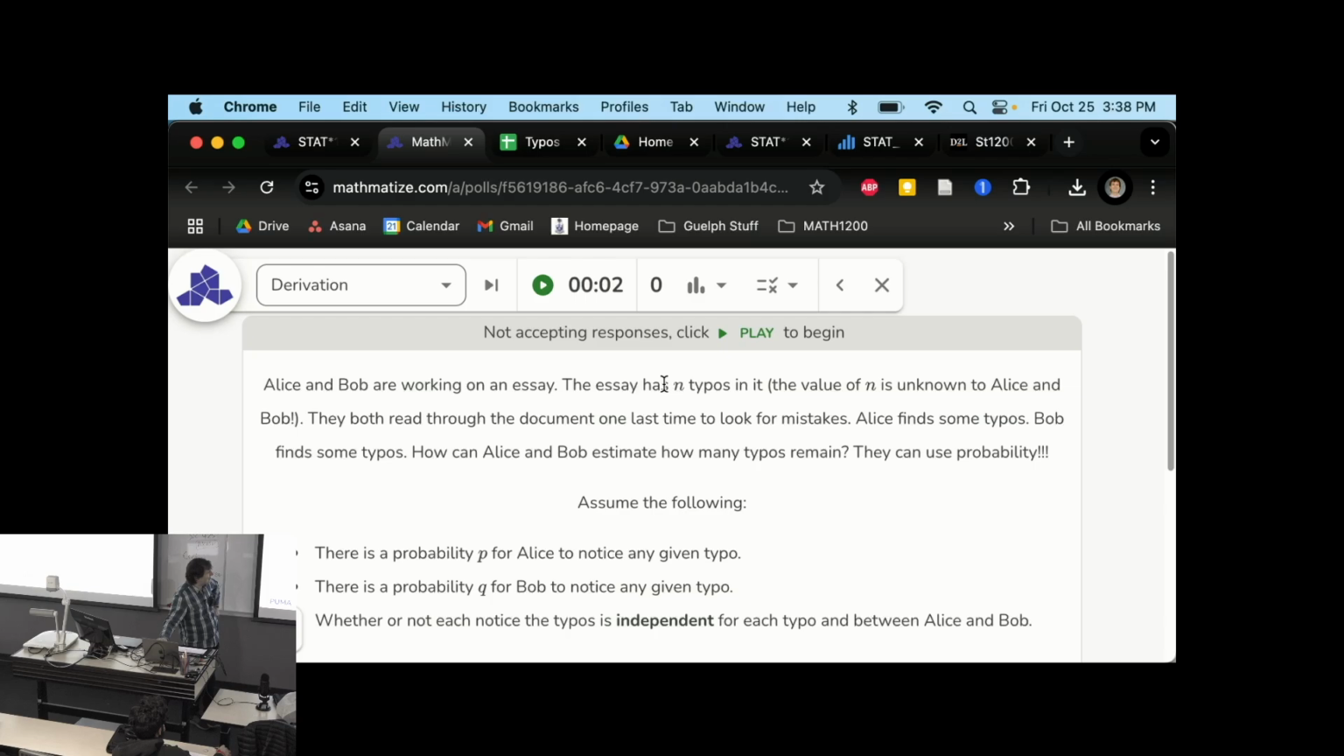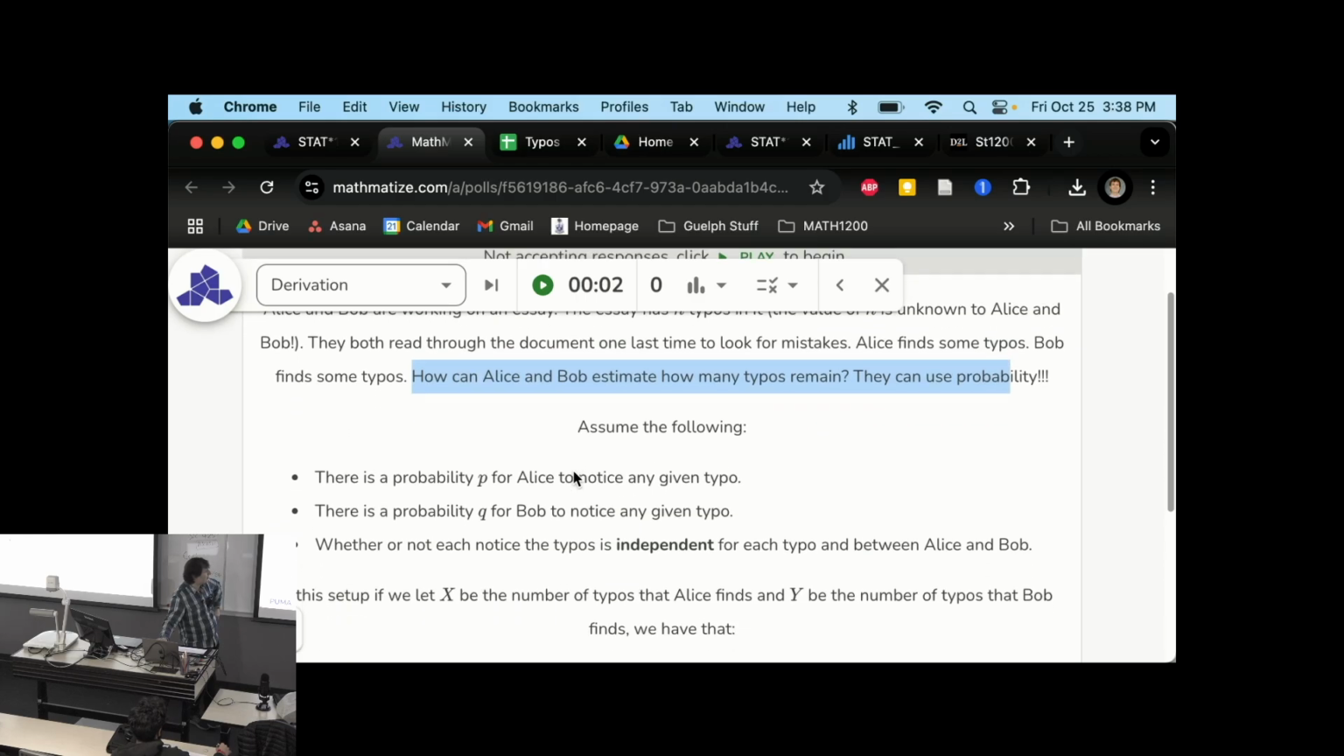The essay has n typos in it. The value of n is unknown to Alice and Bob. They both read the document one last time. That's just like what you guys did. Alice finds some typos. Bob finds some typos. How can Alice and Bob estimate how many typos remain? They can use probability.